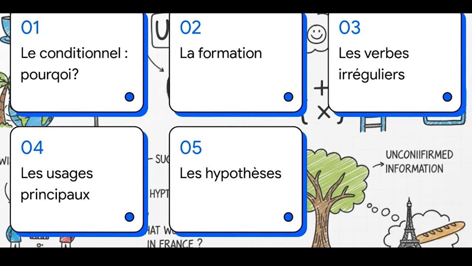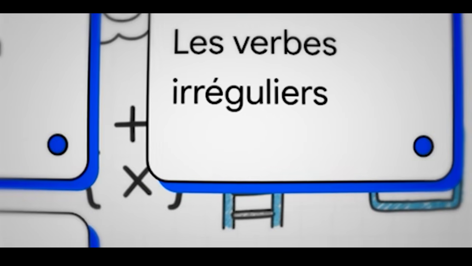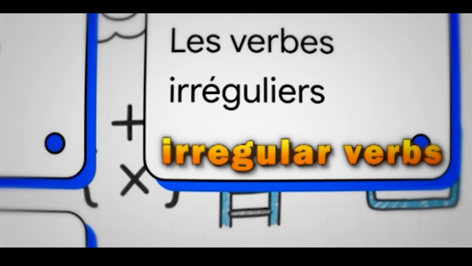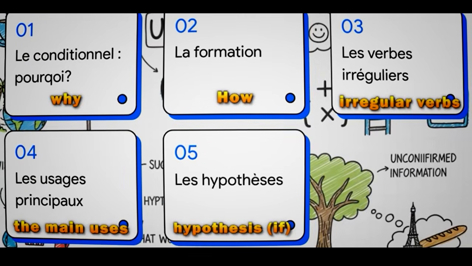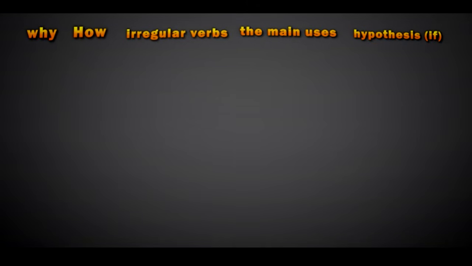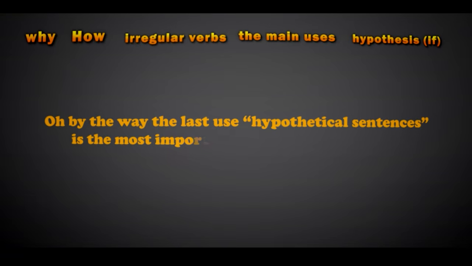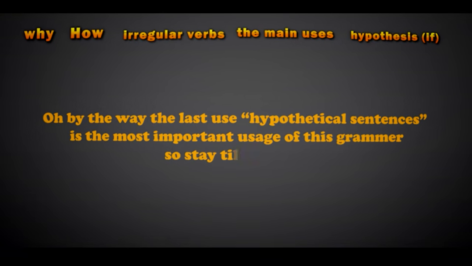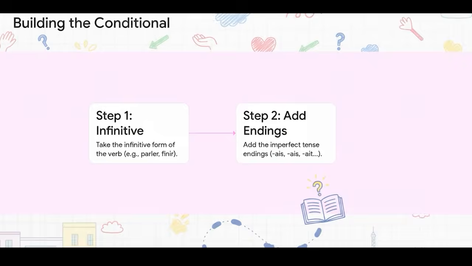So here's our plan. We'll start with the why, then jump into the how for both regular and those tricky irregular verbs. Then we'll get into the fun stuff, all its main uses, and we'll wrap up by tackling those famous if sentences. By the end of this video, you'll have this down. Oh, by the way, the last use, hypothetical sentences, is the most important usage of this grammar, so stay till the end. First up, how do we actually build this thing?